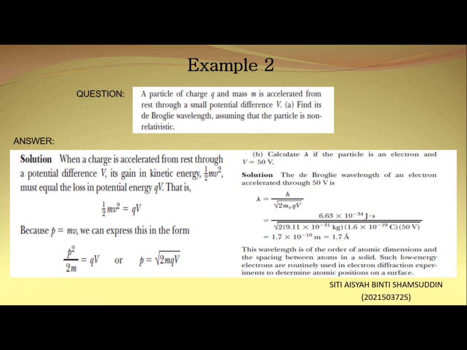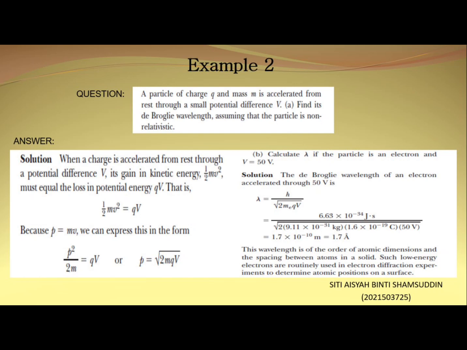Example 2. A particle of charge Q and mass m is accelerated from rest through a small potential difference V. A. Find its de Broglie wavelength assuming that the particle is non-relativistic. When a charge is accelerated from rest through a potential difference V, it gains kinetic energy 1/2 mv squared. It must equal the loss in potential energy QV. So we get 1/2 mv squared equal to QV.